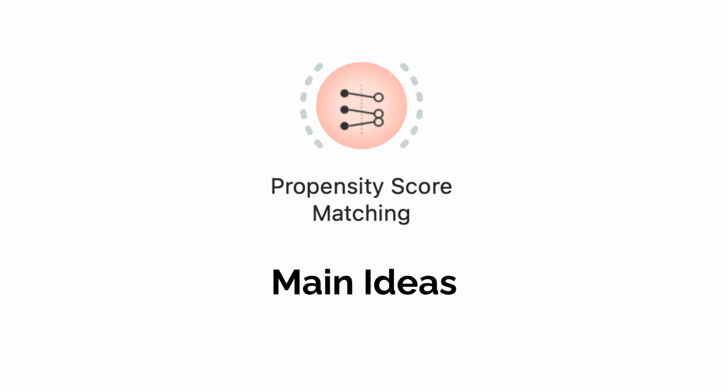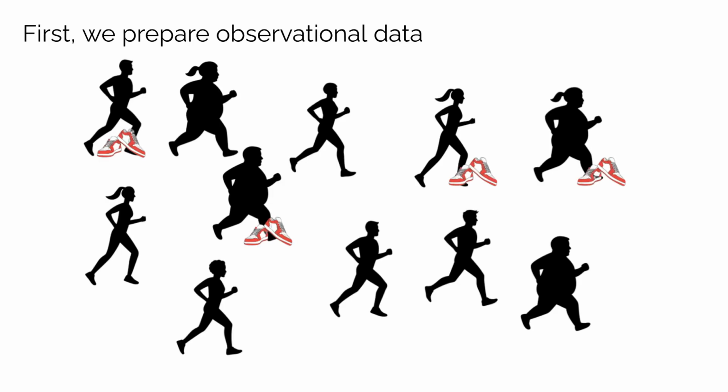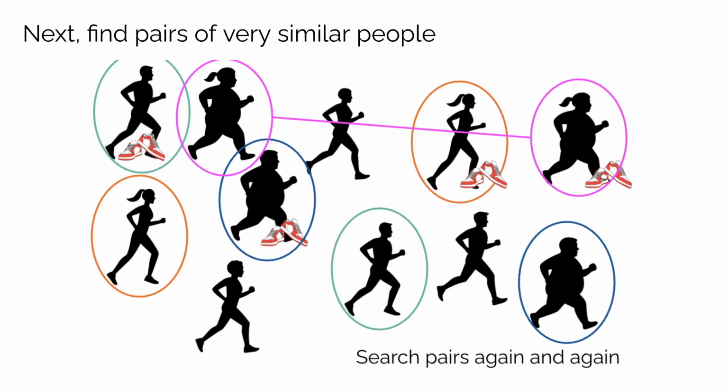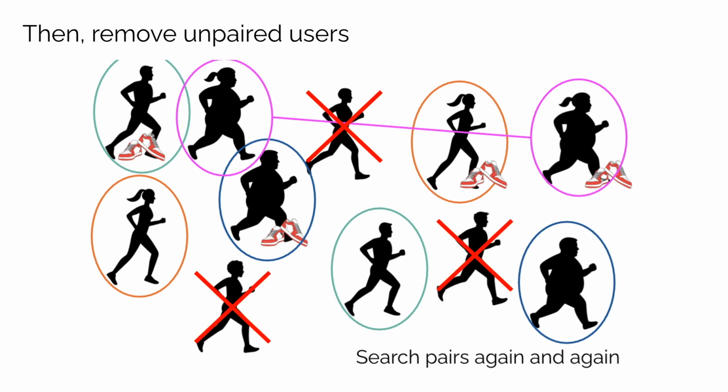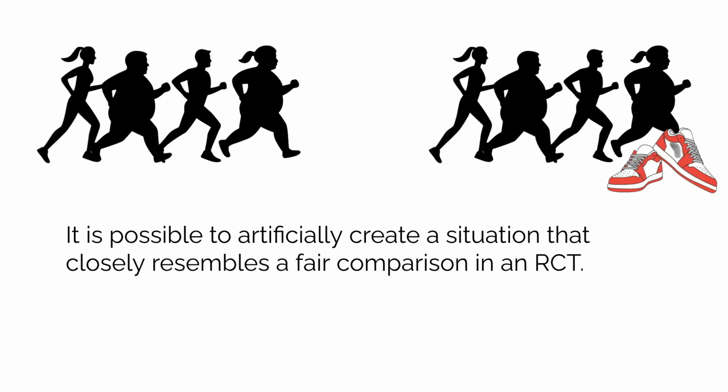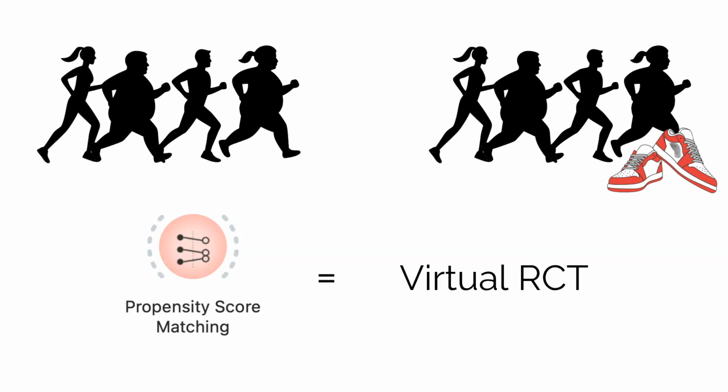So the main idea of PSM is, first, we prepare observational data. So you don't have to conduct an experiment. Next, find pairs of very similar people. Then, remove unpaired users. It is possible to artificially create a situation that closely resembles a fair comparison in an RCT. That's why PSM is called a technique for a virtual RCT.